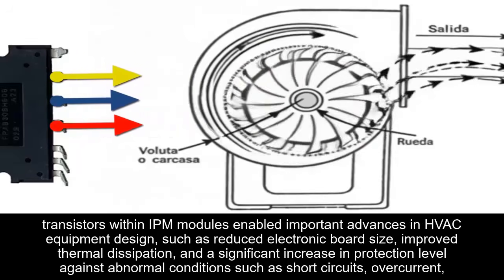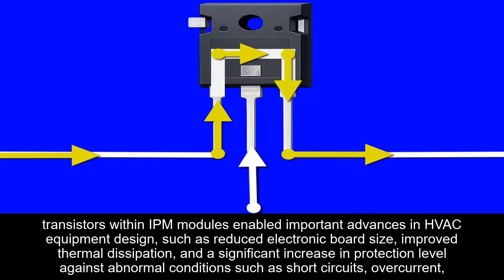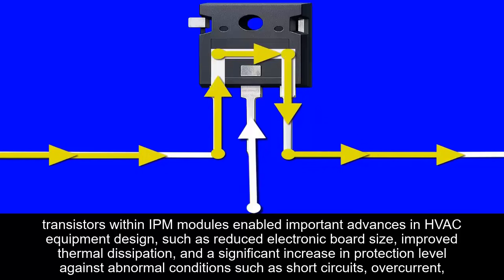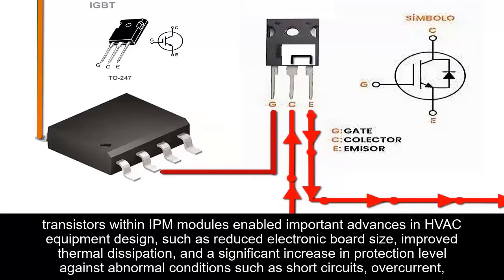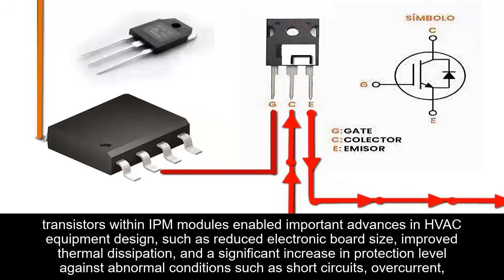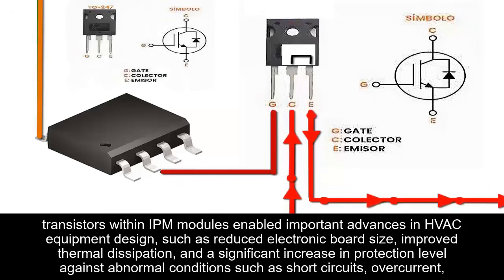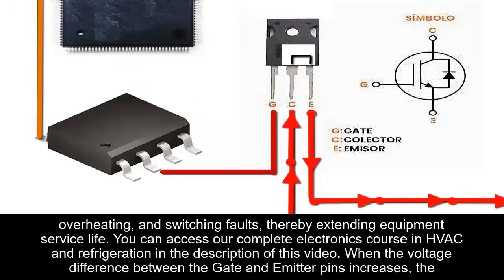The integration of IGBT transistors within IPM modules enabled important advances in HVAC equipment design, such as reduced electronic board size, improved thermal dissipation, and a significant increase in protection level against abnormal conditions such as short circuits, overcurrent, overheating, and switching faults, thereby extending equipment service life.